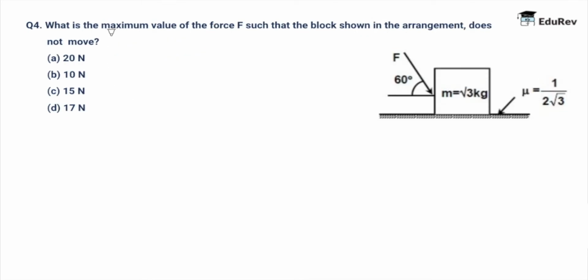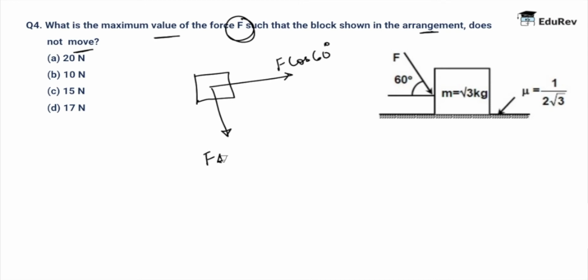Question number 4 states, what is the maximum value of force F such that the block shown in the arrangement does not move. So when I draw the FBD diagram of the block, here it is F cos 60 degree. Downwards it is F sin 60 degree, also mg. This is the force that is applied, and this is the angle theta, alright, and this is the normal reaction. R is the normal reaction.